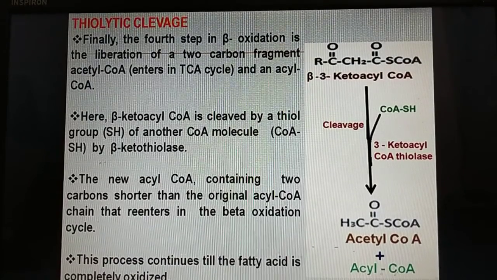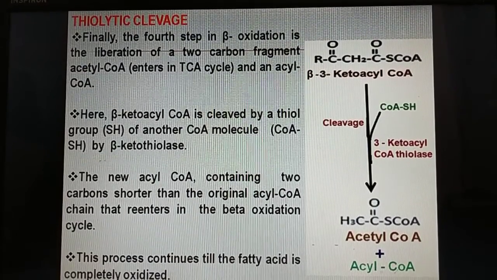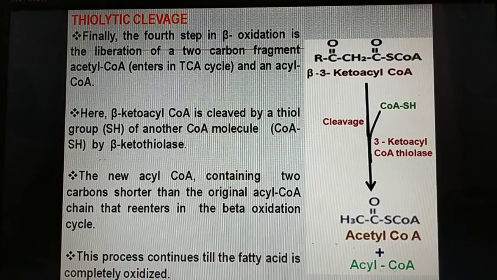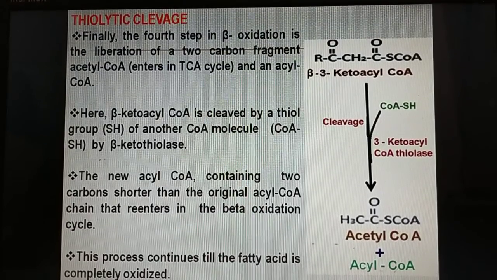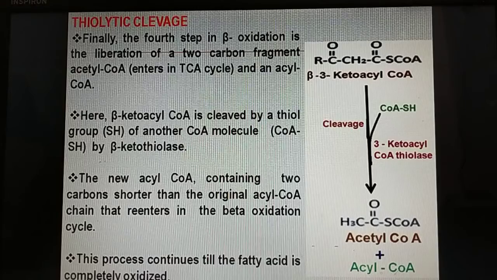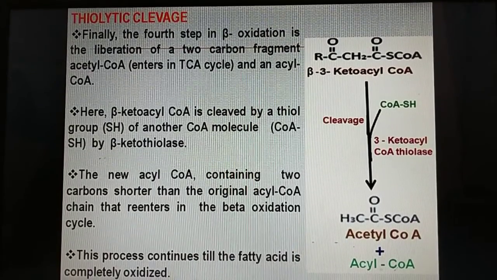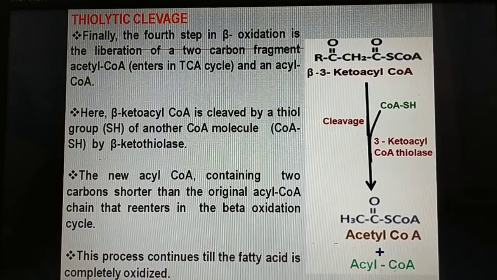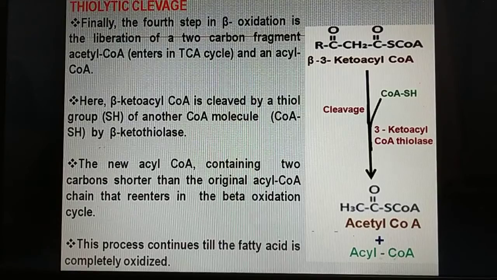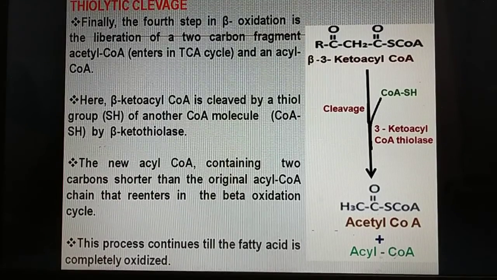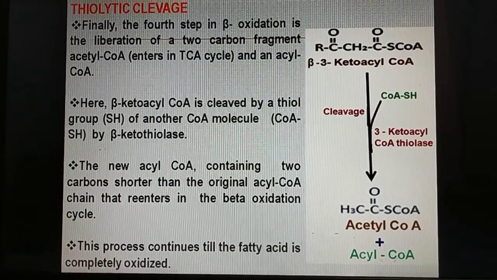Thiolytic cleavage. Finally, the fourth step in beta oxidation is the liberation of a 2-carbon fragment, acetyl coenzyme A, which enters the tricarboxylic acid cycle, and acyl coenzyme A. Here, beta ketoacyl coenzyme A is cleaved by the thiol group of another coenzyme A molecule by ketothiolase. The new acyl coenzyme A, containing 2 carbons fewer than the original acyl coenzyme A chain, re-enters the beta oxidation cycle. This process continues till the fatty acid is completely oxidized. This is the reaction.